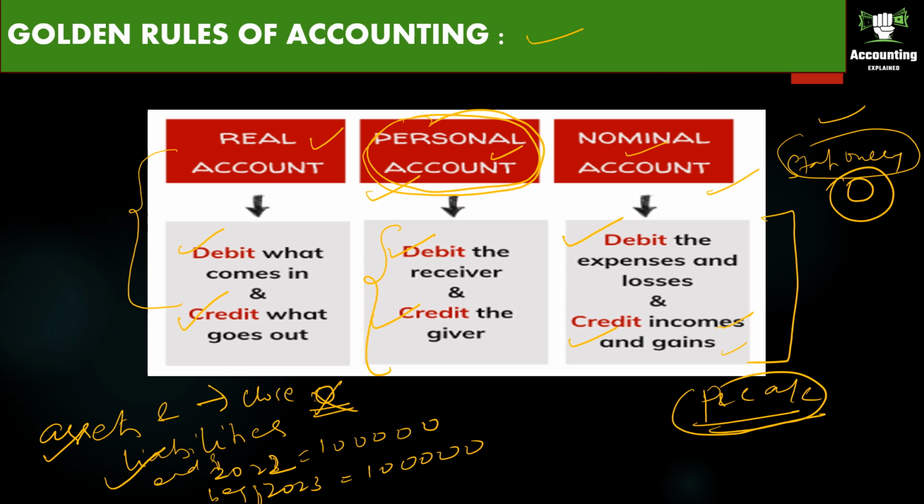These are the golden rules of accounting. This you have to mug up and keep in your mind. Real account: debit what comes in and credit what goes out. Personal account: debit the receiver and credit the giver. Nominal account: debit the expenses and losses and credit incomes and gains. You have to learn it by heart and keep it in your mind.